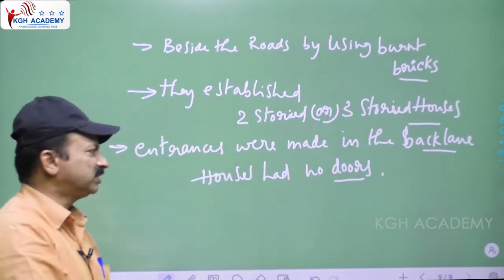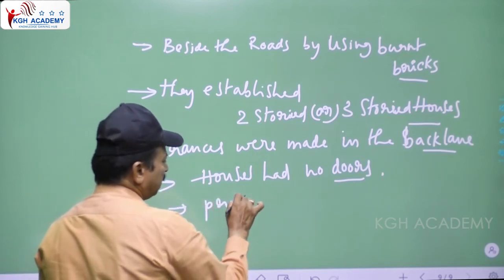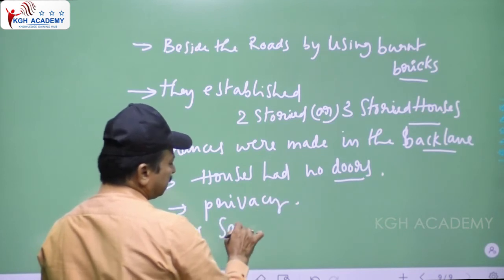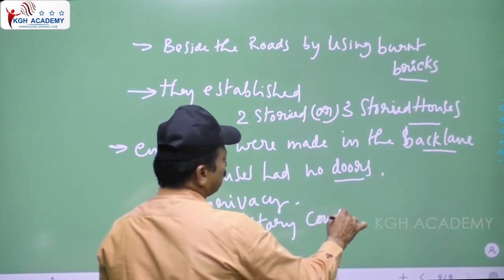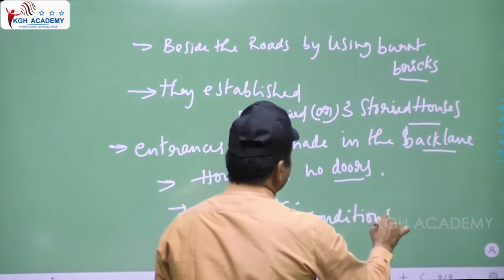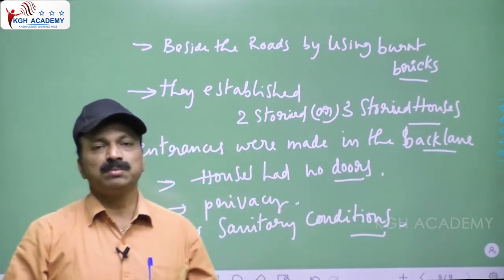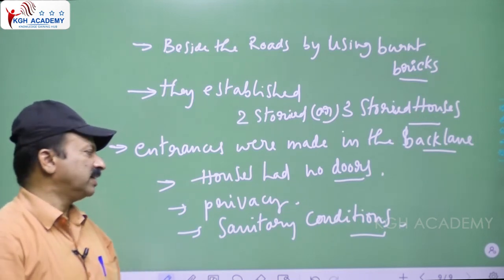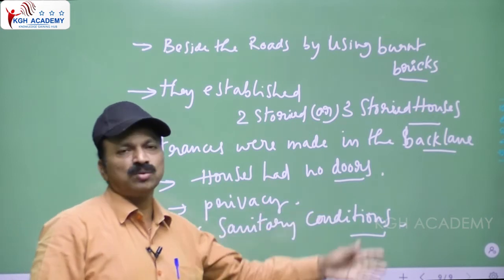So that is one of the points. And because of privacy, that is also one. Because of sanitary purpose, sanitary conditions were also followed by them. When they take their cattle on the main road, all the dust will rise and it will enter the house. If the entrance is in the back lane, dust will not enter. Like that, sanitary conditions, that's one. Privacy, that's one. Houses had no doors, that's one.